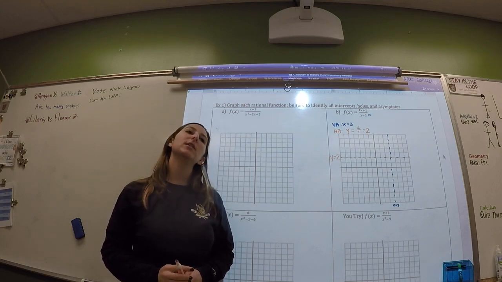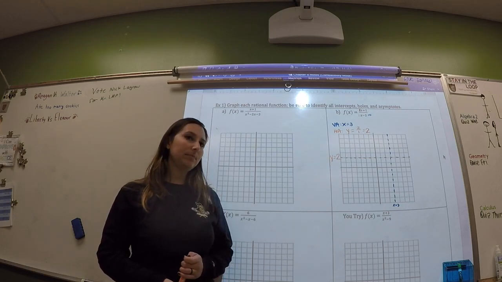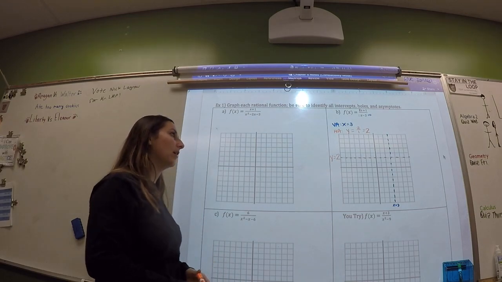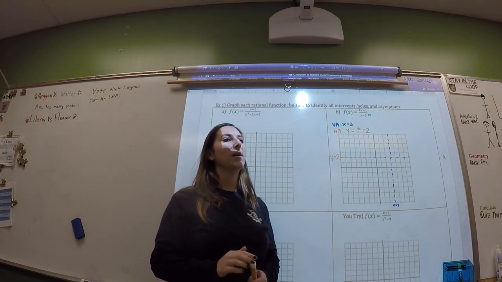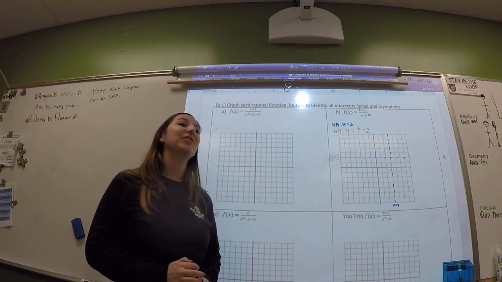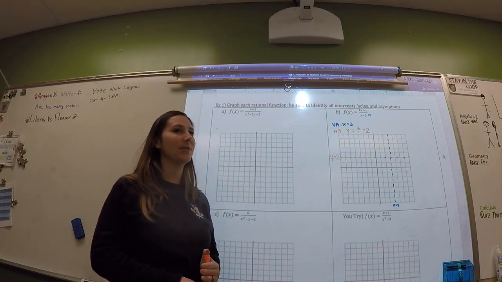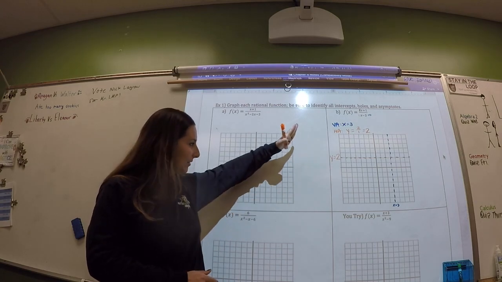What if they're not equal? If they're not equal, we put 0. So if the bottom one is more, then you put 0. If the top one's more, that means you have a slanted asymptote. We'll do that on Friday, at a later date.